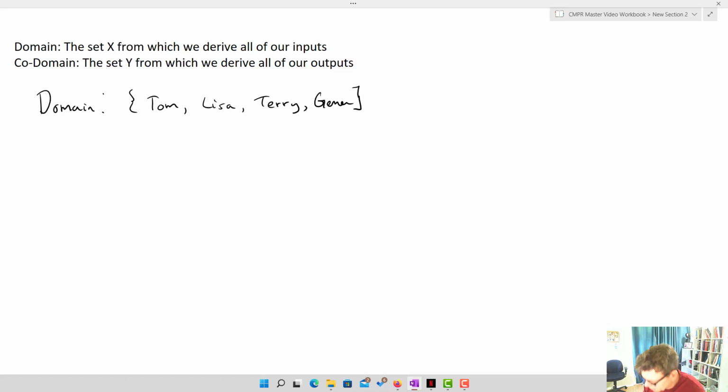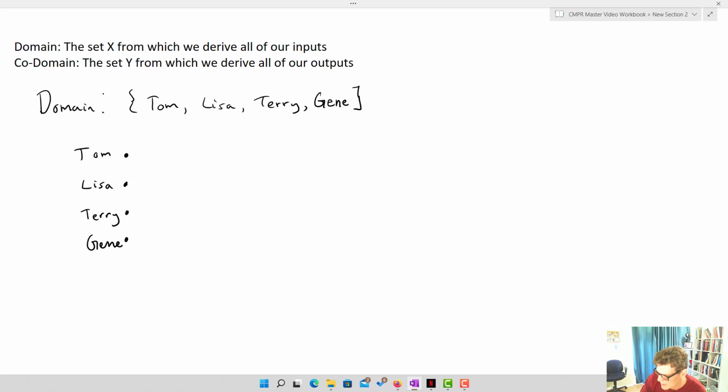So I've got a group of people, Tom, Lisa, Terry, and Jean. And what I want to do is I'm going to say, okay, well, for me to have a function, I'm going to have these 4 people, Tom, Lisa, Terry, and Jean, and they're going to have to map to something.